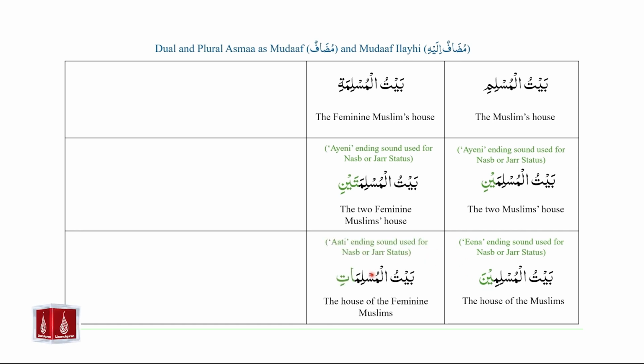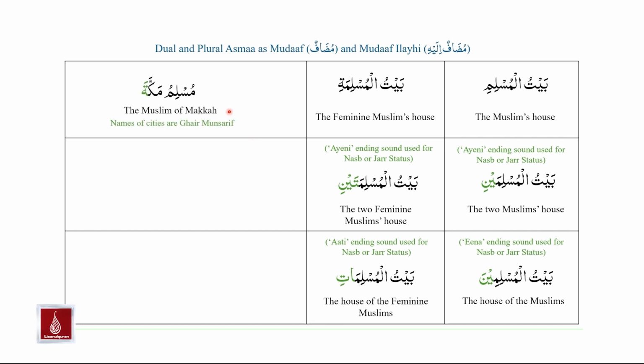Baytul Muslimati. Here we have the ati ending sound. If we recall, ati ending sound will be used for nasab or jar status in feminine non-broken plural. Baytul Muslimati can be translated as the house of the feminine Muslims. If we pay attention here, in the case of mudaf ilayh, we do not need to eliminate the noon that comes at the end of dual asma or at the end of plural asma. That rule applies to mudaf, as we will see in the next examples.